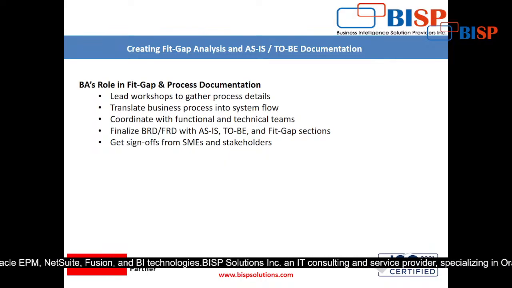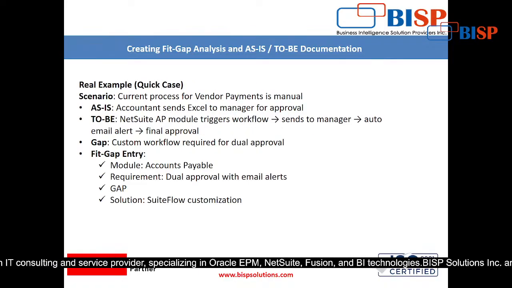And the BA role in fit gap and process document is the same: lead workshops, gather process detail, translate business process into system flow, coordinate with functional and technical teams, finalize these things, get sign off. Once the client gives you sign off, then you are free to work on their application. You will deploy your own developers, and then they will get the work done. Okay, and these are the things: module requirement, gaps, fit gap entry.